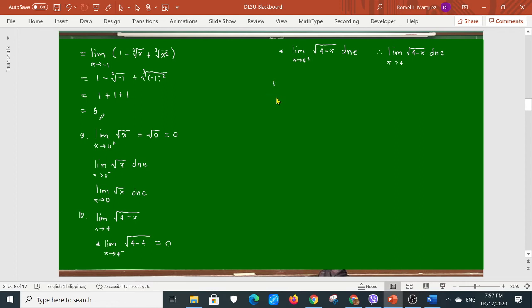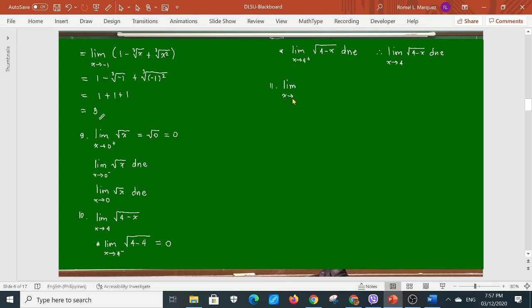I can now proceed to number 11. We can now work on number 11, because this is a little bit complicated. So it's just like your love life, no? Complicated. Lalo na ngayon, you don't see much your loved ones.